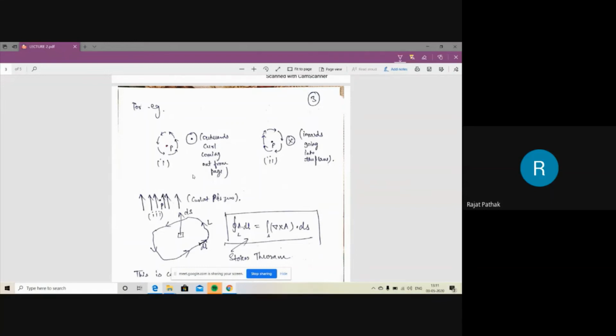So del cross A can be evaluated. If you want to know the direction of del cross A, then you can use the screw rule. So at point P, the curl of A is outward, coming out of the page. Means at P, if you apply the right hand thumb rule, then you will get to know that at point P, the curl of a vector A is outward, coming out from the page. And similarly, this is shown by this notation, a dot.